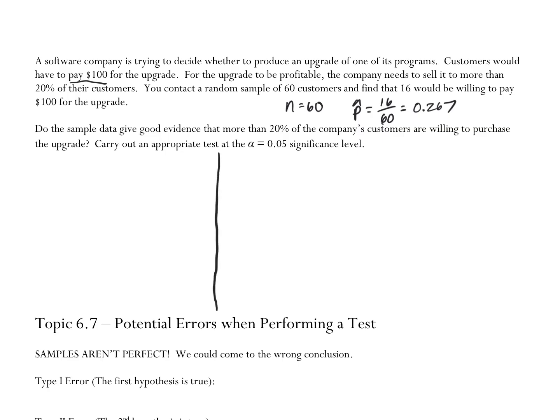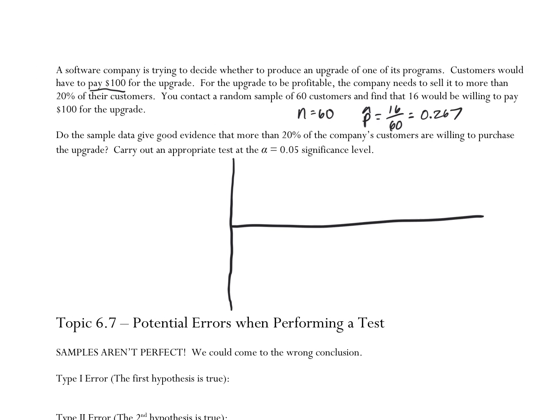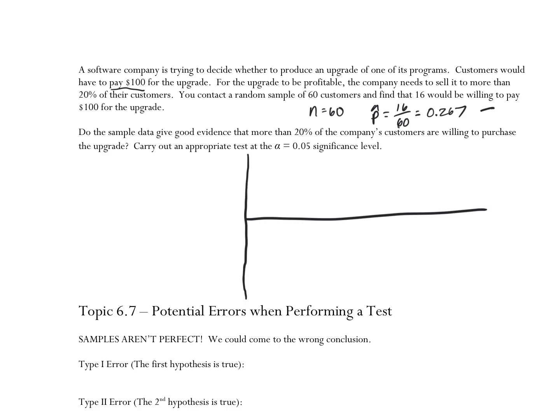So what we're going to do is run this test to decide, could this happen by chance? Could this sample have happened by chance alone, even if only 20% of customers are willing to pay for the upgrade? Just a reminder, our first step is choose, where we write our hypotheses, our null hypothesis and our alternative. My null hypothesis is going to be the 20%, which I'm going to write as a decimal. And we want to know, do we have evidence of more than 20%? So my alternative is p is bigger than 0.2, and p is the true proportion of customers willing to pay for the upgrade.